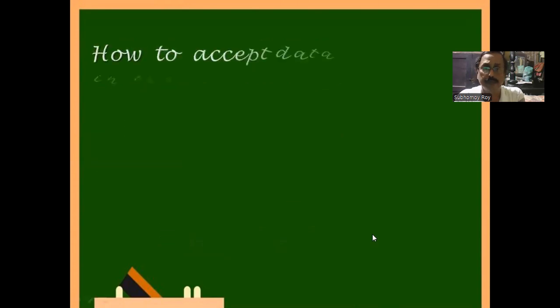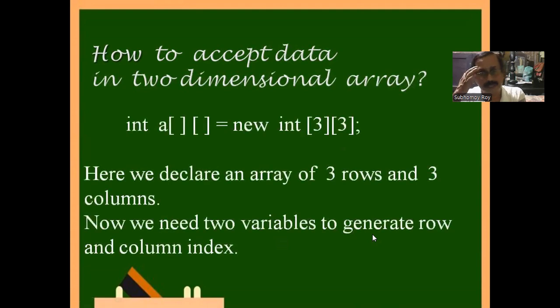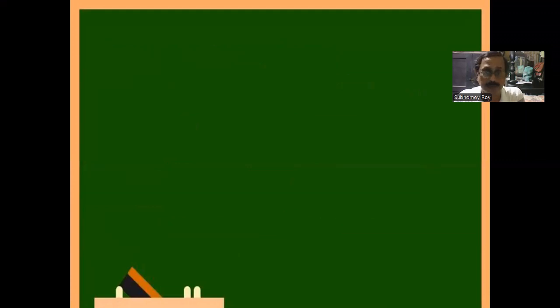Now we will learn how to accept data and display it. To accept data, first of all, we have to declare the array. The size I have given is 3, 3, which means 3 rows and 3 columns. So it will create a square matrix because the number of rows and the number of columns are the same. Here we declare an array of 3 rows and 3 columns. Now we need two variables. One variable will denote the row number and another variable will denote the column number.